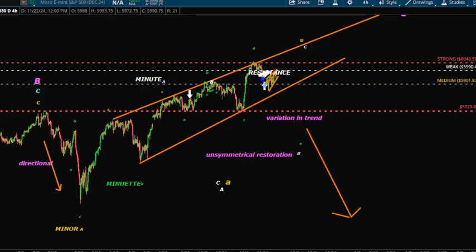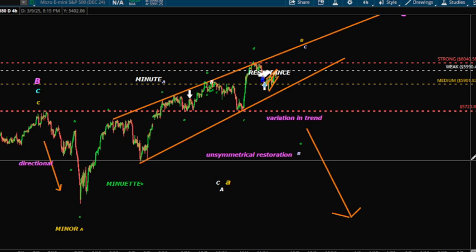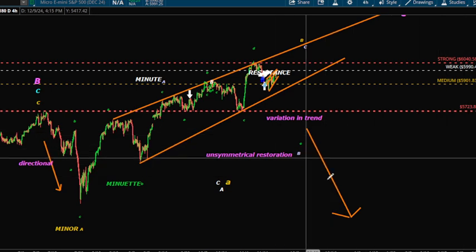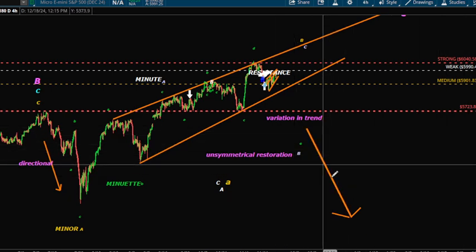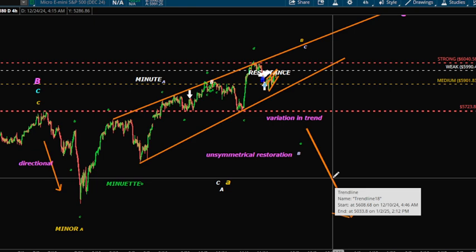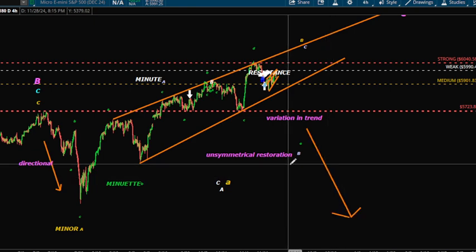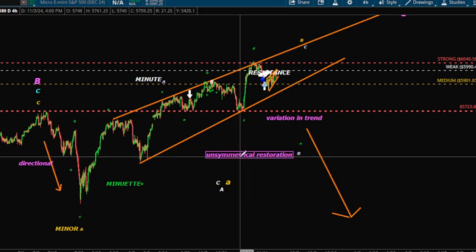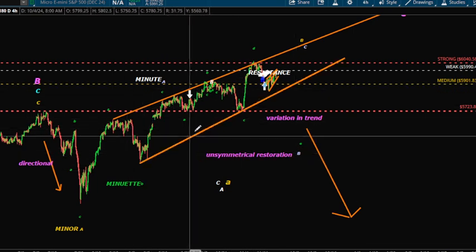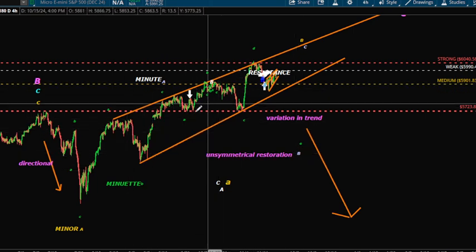Welcome to an updated chart forecast on the E-mini S&P 500. I put out a video, I think, on Thursday, just a general direction that we should be looking for a trend down now. The biggest confusion I had was this triangle. Didn't know really how to count it.